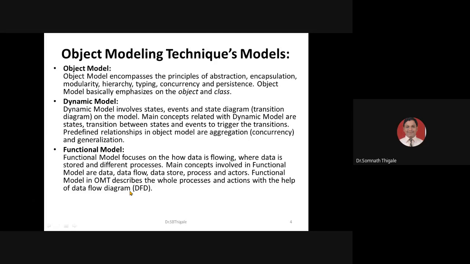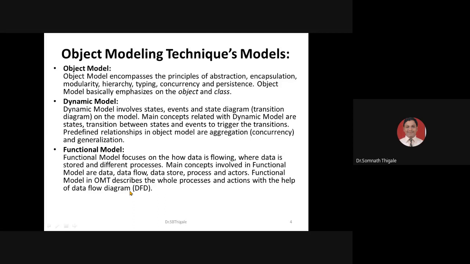In a model, you will have different diagrams. Understand the difference between model and diagram. Can anyone tell me what is the difference between model and diagram? What is the relationship between model and diagram? Anyone?